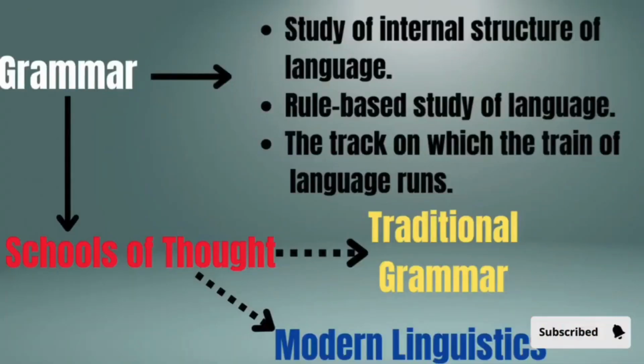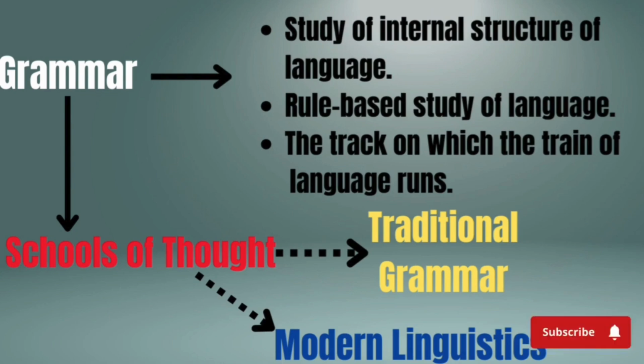Words are divided into different categories according to the functions they perform within a sentence. And when we talk about traditional grammar, let's talk about grammar first before moving to traditional grammar. What is grammar? A grammar is the rule-based study of language. It is the study of internal structure of language. Grammar is the track on which the train of language runs.